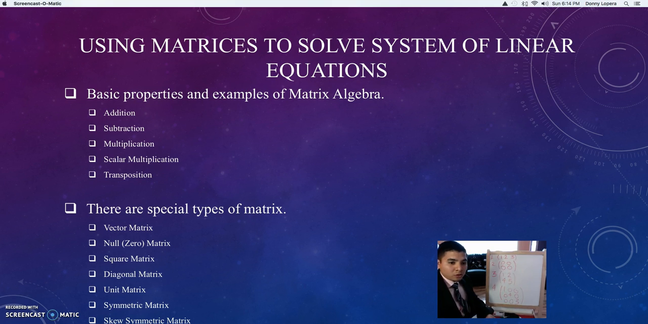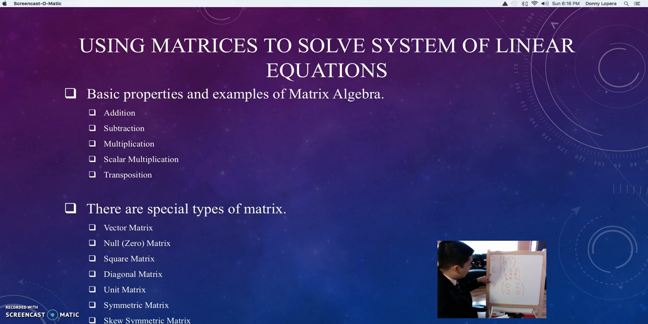Okay. Also, the unit matrix is a square matrix in which all the elements of the leading diagonal are 1 and all the other elements are 0. For example, this one is 1, this is 1, and these are 0. The diagonal is 1. If you multiply any matrix by the unit matrix, the result will be the original matrix.